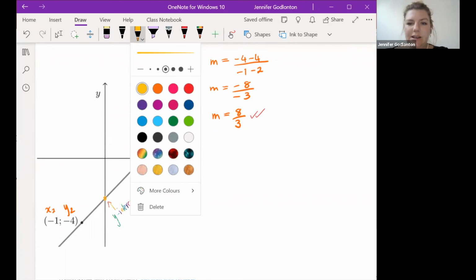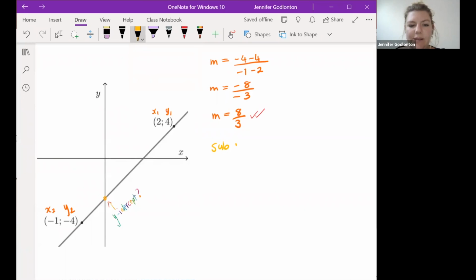Next part is we need to sub in a point. So I'm going to sub in 2 and 4. Generally, where possible, I like to sub in the point where there's not negatives because I find it easier, but you can sub in any point that you like. Remember that's x and that's y. At the moment, we have y equals 8 over 3x plus c. So 4 is equal to 8 over 3 times 2 plus c.